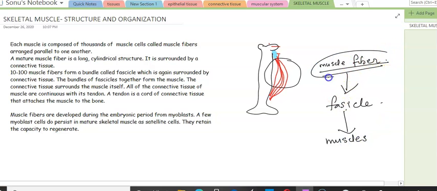And each of these structures is surrounded by a connective tissue sheath. And the whole muscle connective tissue, all of these connective tissues, are continuous with the tendon, which in turn helps in the attachment to the bone.